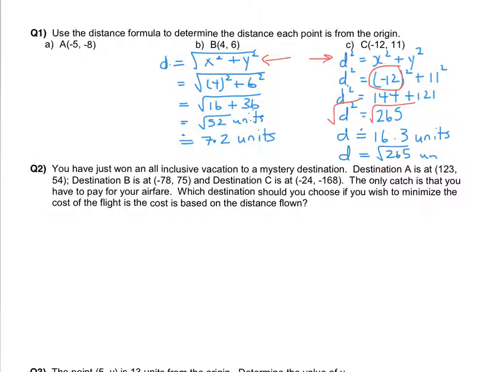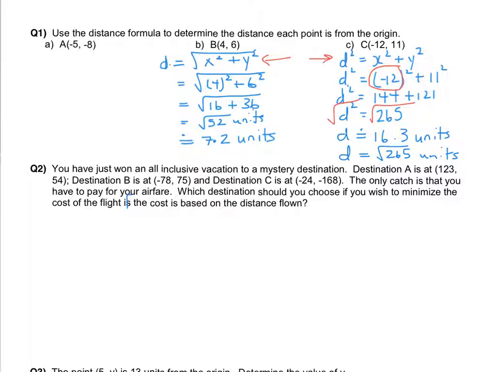Okay, so now we're going to put this in an application. You have just won an all-inclusive vacation to a mystery destination. Destination A is at 123, 54, destination B is at negative 78, 75, and destination C is at negative 24, negative 168. Now the only catch to this vacation is that you have to pay for your airfare. Which destination should you choose if you wish to minimize the cost of the flight?